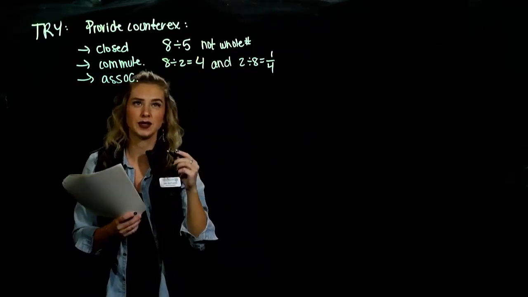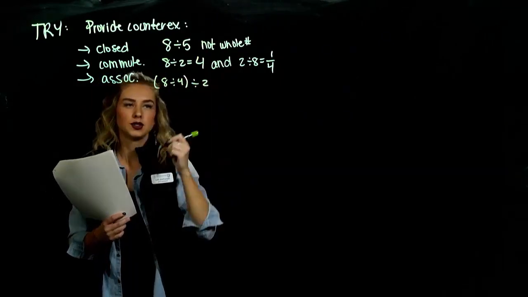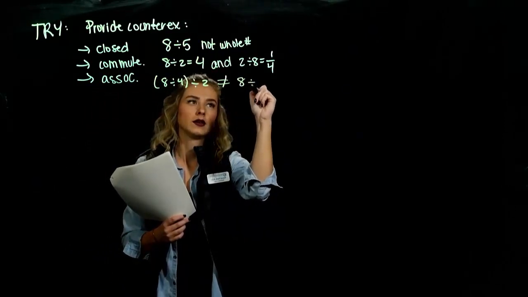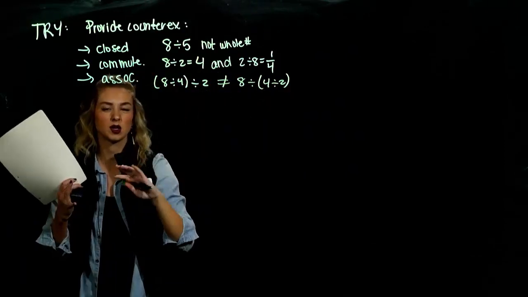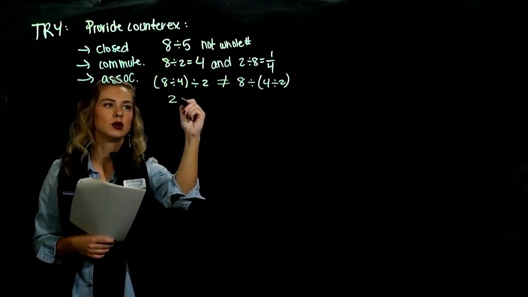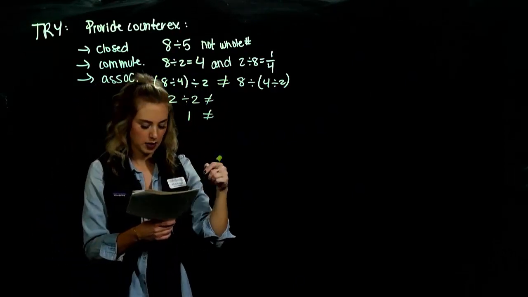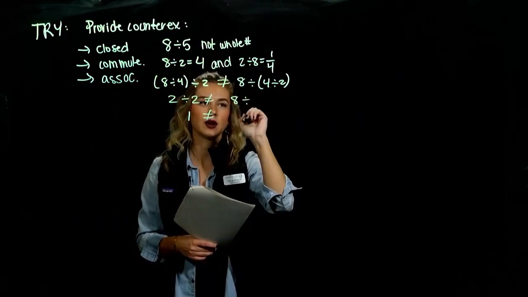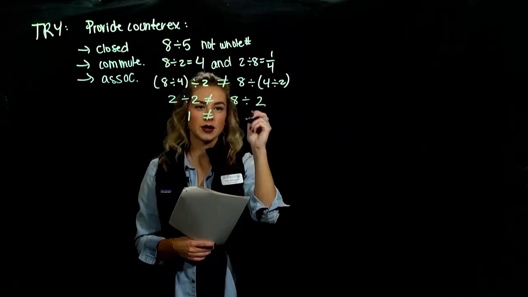Associative works pretty much the same. We just have to change the groupings around. So let's take 8 divided by 4, then divided by 2, and we're going to prove it's not the same as 8 divided by the quantity 4 divided by 2. So the parentheses tell me compute this piece first. 8 divided by 4 gives us what? 2. And 2 divided by 2 gives us 1. So I've got 1. And 1 is not going to be equal to what's produced on this side. So 8, we're not touching that one yet. We have to compute first 4 divided by 2, which is 2. And 8 divided by 2 is 4.